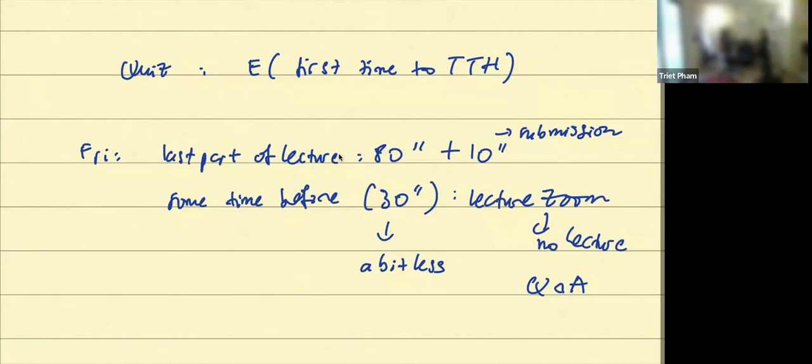But if you want to find out, the way I would do it is 80 plus 10 would end at 12:25, which is our usual end time. So counting the submission time, that will be the end time of the class. You can count that backward and see what the starting time will be. Does that make sense?